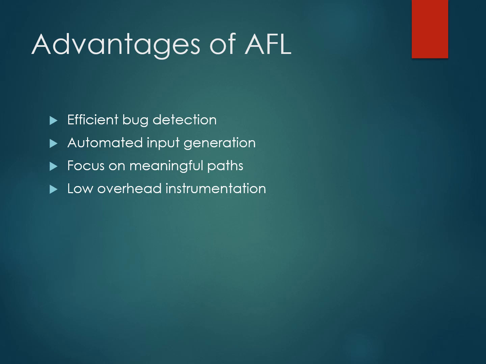So what are the advantages of AFL? It is efficient, simple, and fast, and it can automatically discover crashes and vulnerabilities with minimal manual effort. It is widely used in security research and software quality assurance.